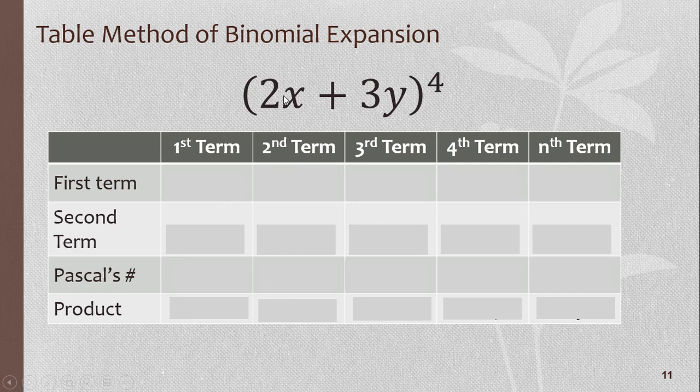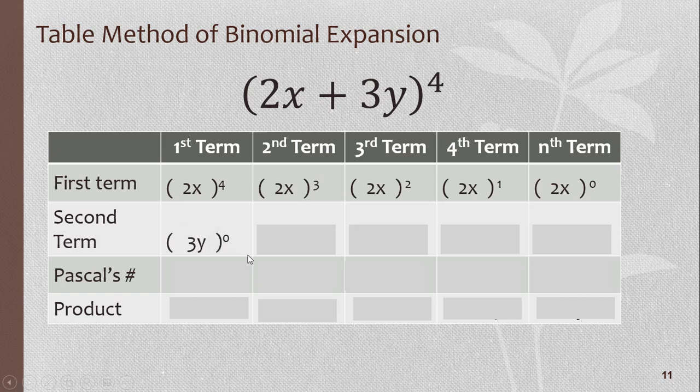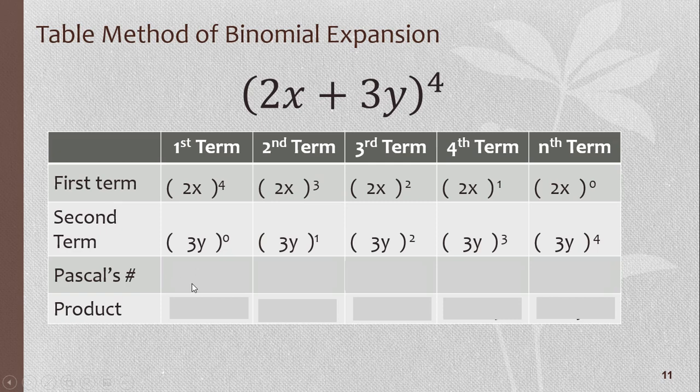So let's look at the x term first. Again, it's 2x, and the x terms go in descending order of exponents. So it's 2x to the 4th, 2x cubed, 2x squared, 2x to the 1st, to the 0th power. The second term, the y term, goes in ascending order. So it's 3y to the 0th, which is just 1, 3y to the 1st, 2nd, 3rd, and 4th. Then we have to apply the number from Pascal's triangle as the coefficient: 1, 4, 6, 4, 1. That's going to be the 4th row.